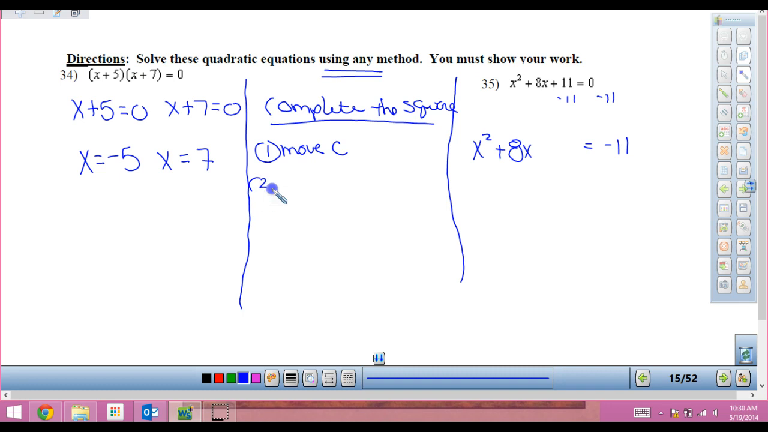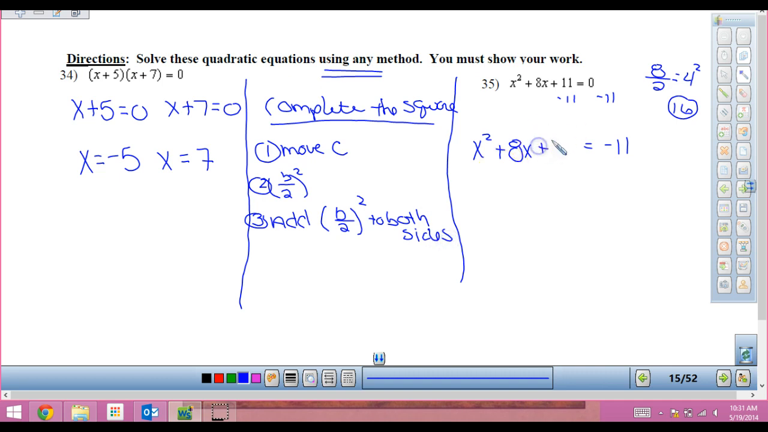Okay, so then we need to find b divided by 2 squared. So in this case, b is 8. We divide it by 2, we get 4, and we have to square it, and we're going to get 16. So we're going to add our b divided by 2 squared to both sides. So I'm going plus 16 and plus 16. So now I have x squared plus 8x plus 16 equals 5.